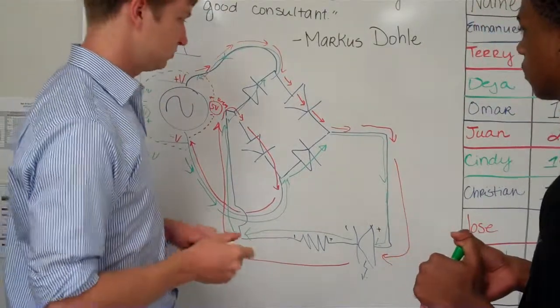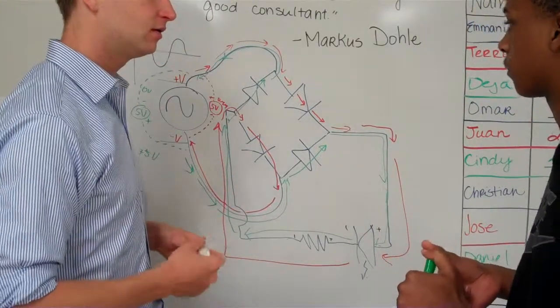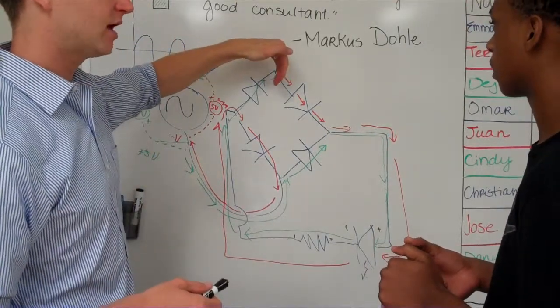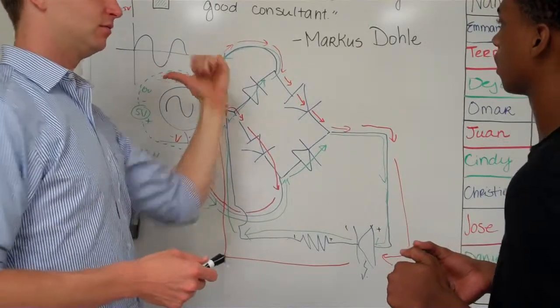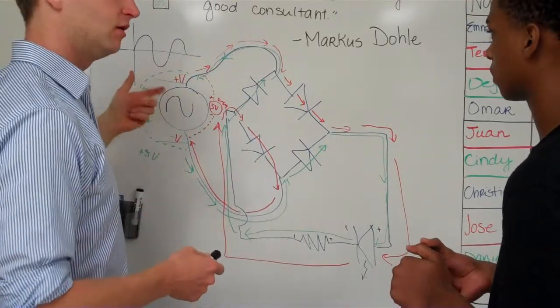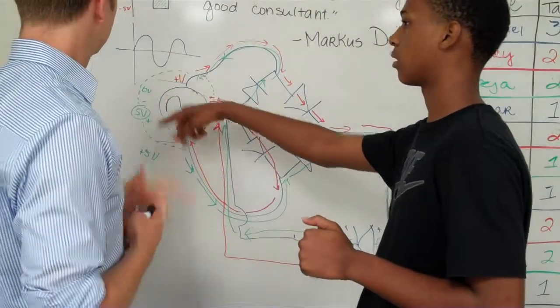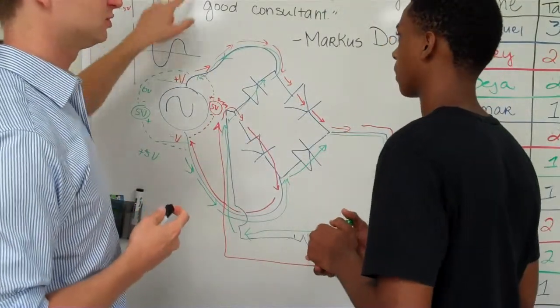Oh, okay, I got you, because the current is always flowing that way. But here, the current's flowing one way when it's red and the other way when it's green. Yeah, because this has been flipping back and forth between positive and negative. So why does this flip? Because that's just what this voltage is doing.